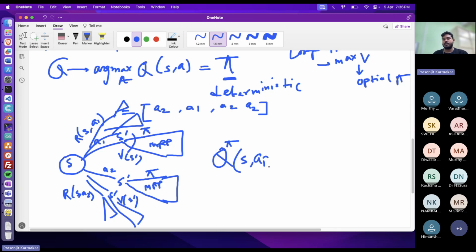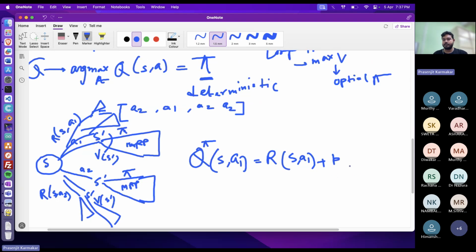SA1 is what? What we know? We get a reward R for SA1, and then what are we taking? We are taking a probabilistic average of the next thing, right? Probabilistic average means you are transitioning to the next state with a probability. So what is the transition probability?